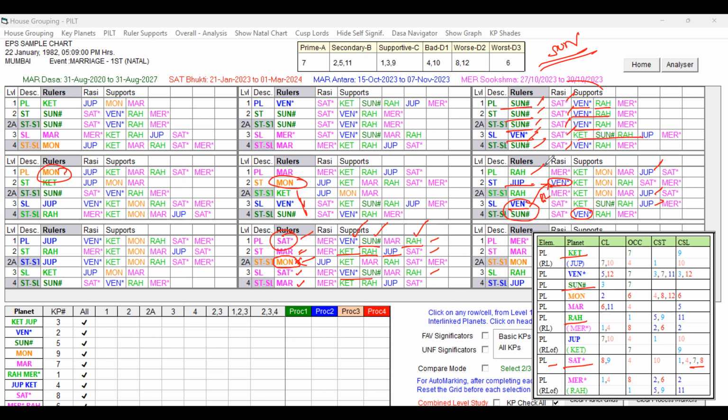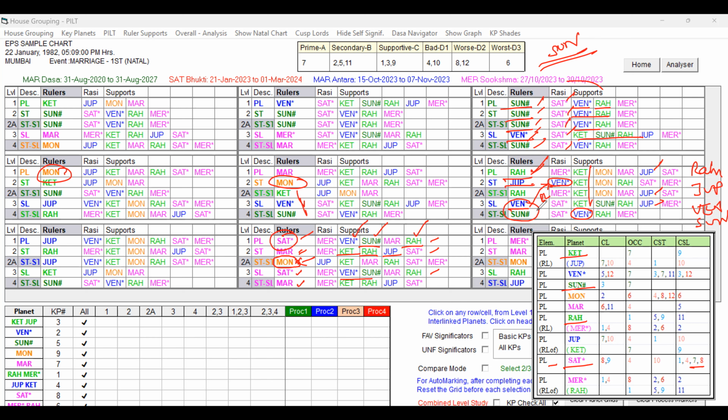How the key planets of the Buddhi Lord, which are the favorable key planets of the Buddhi Lord Rahu, are favoring the marriage. Rahu itself, that Buddhi Lord itself is favorable, and Jupiter. So Rahu is favorable and Jupiter is favorable, and Venus and Sun, of course, they are also coming. Apart from that, other planets, Ketu and Moon, are also playing a role. Moon is playing a role only in supports. Fortunately, Moon is not playing a role in the rulers.